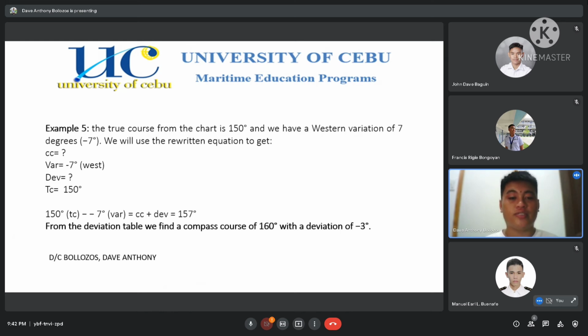To solve this, 150 degrees true course minus negative 7 degrees variation equals compass course plus deviation, which is equal to 157 degrees. From the deviation table, we find a compass course of 160 degrees with a deviation of negative 3 degrees.